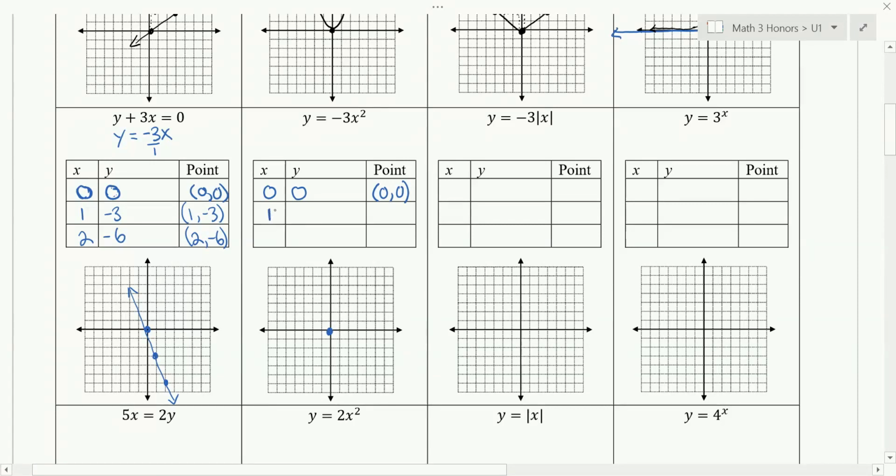And so I'm going to pick 1. And if I go through this, I get negative 3. I'm plugging in a 1 for x. And you follow order of operations. You got to do the exponent first. So 1 squared is 1. So this is negative 3 times 1, which ends up being negative 3.